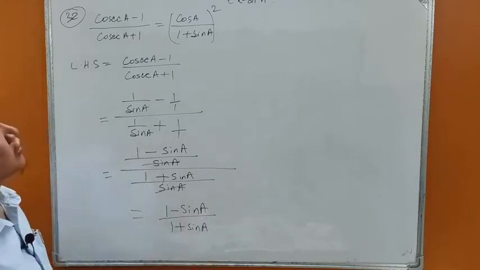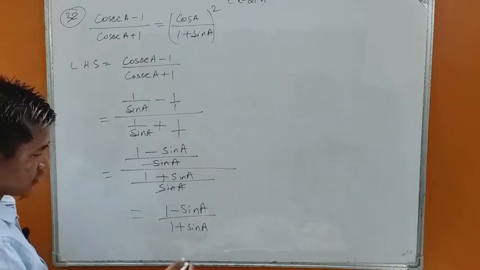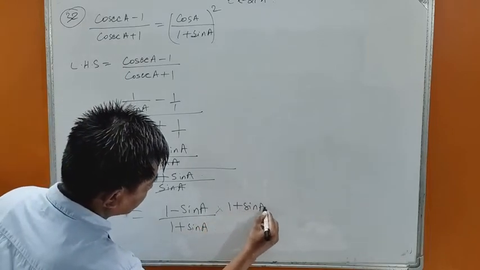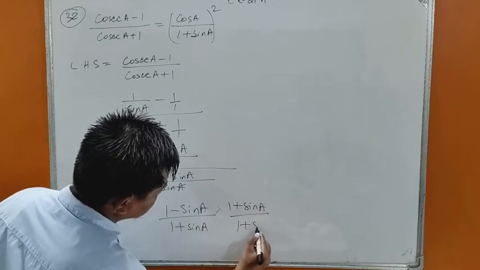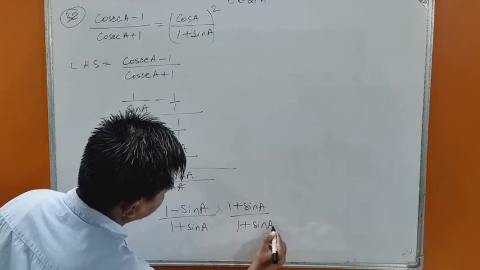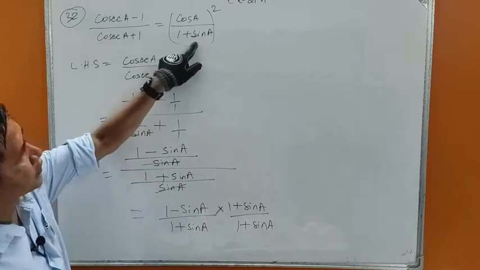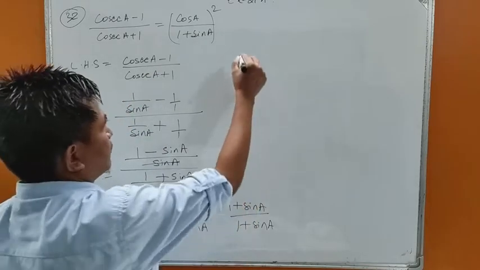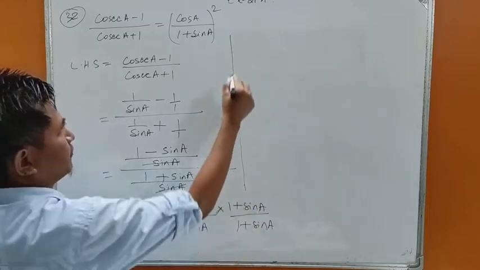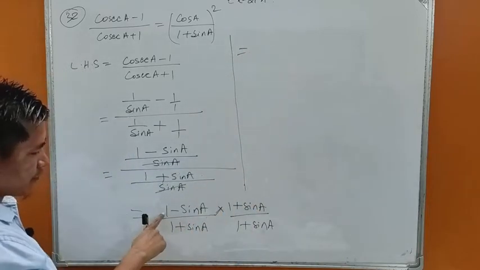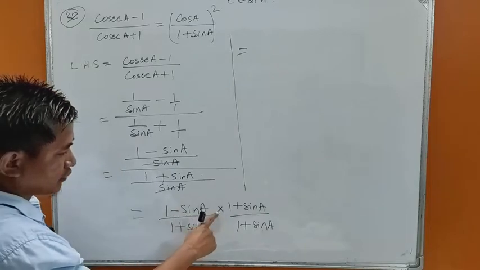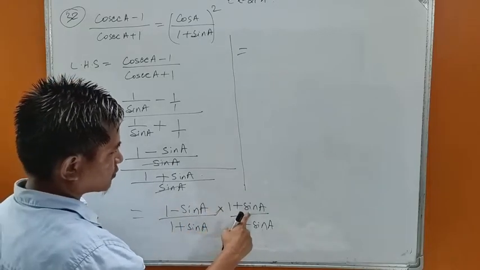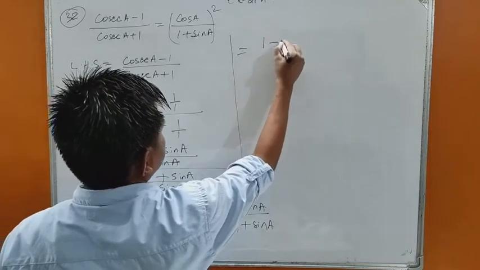But this is not the answer. We are asked to prove this. So let's multiply this by 1 plus sin A upon 1 plus sin A. Okay. Why am I multiplying this? Because we need 1 plus sin A in the denominator. So I need 1 plus sin A. So let's do this here. In the numerator we have 1 minus sin A into 1 plus sin A. This means A minus B into A plus B, which means A square minus B square.